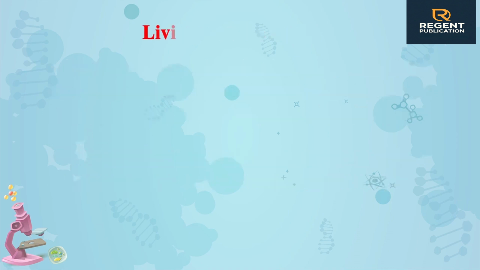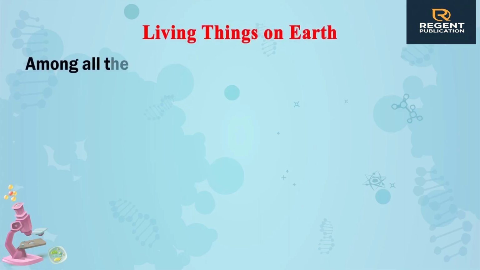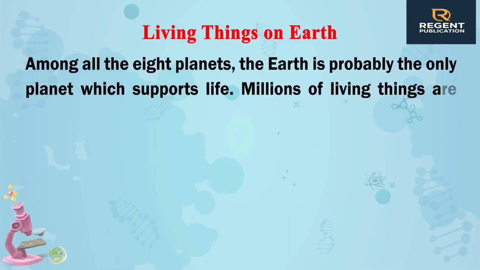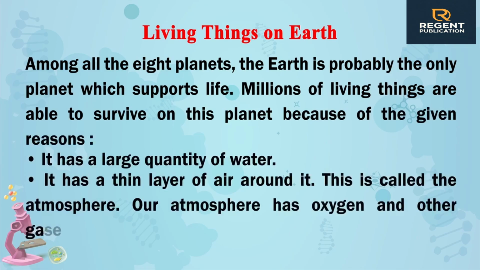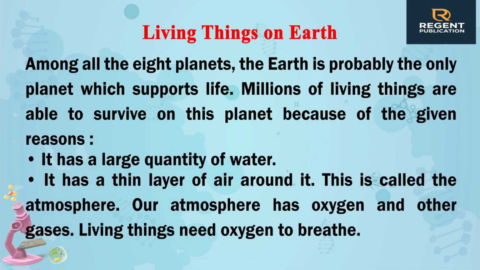Living things on Earth. Among all the 8 planets, the Earth is probably the only planet which supports life. Millions of living things are able to survive on this planet because of the given reasons. It has a large quantity of water. It has a thin layer of air around it. This is called the atmosphere. Our atmosphere has oxygen and other gases. Living things need oxygen to breathe.